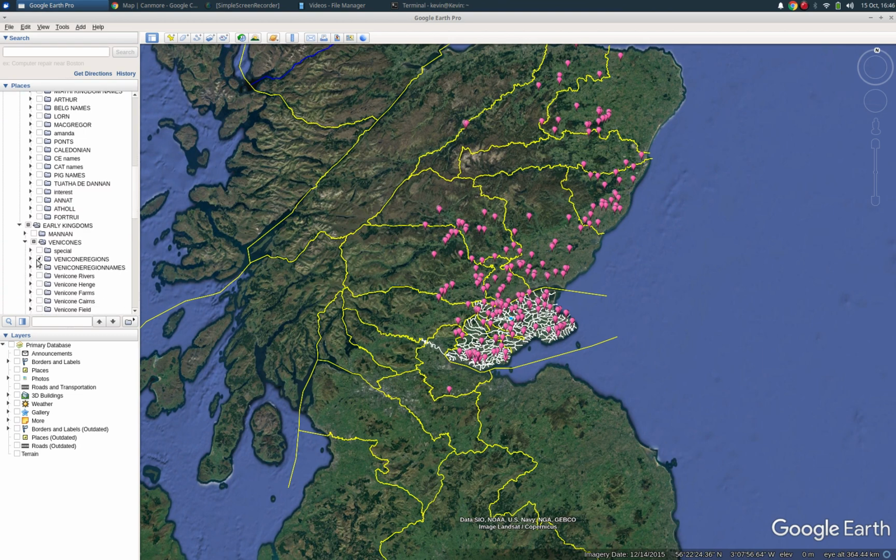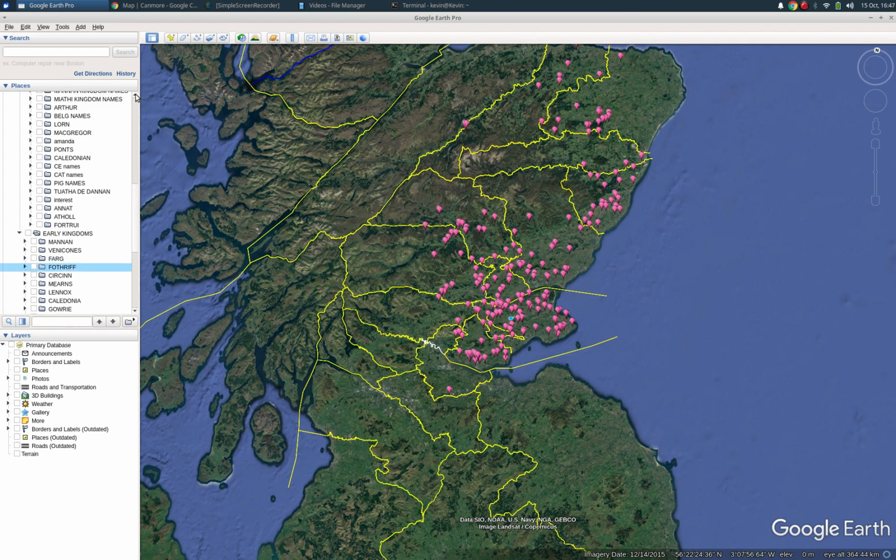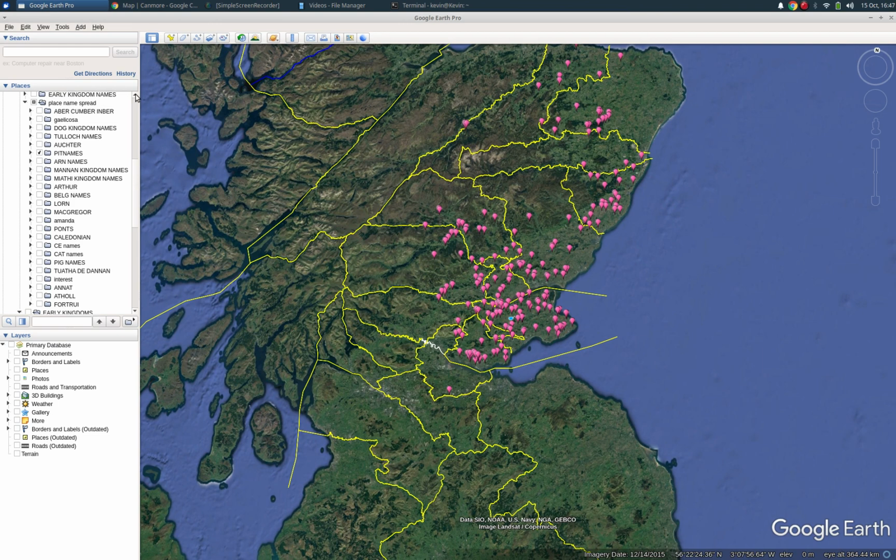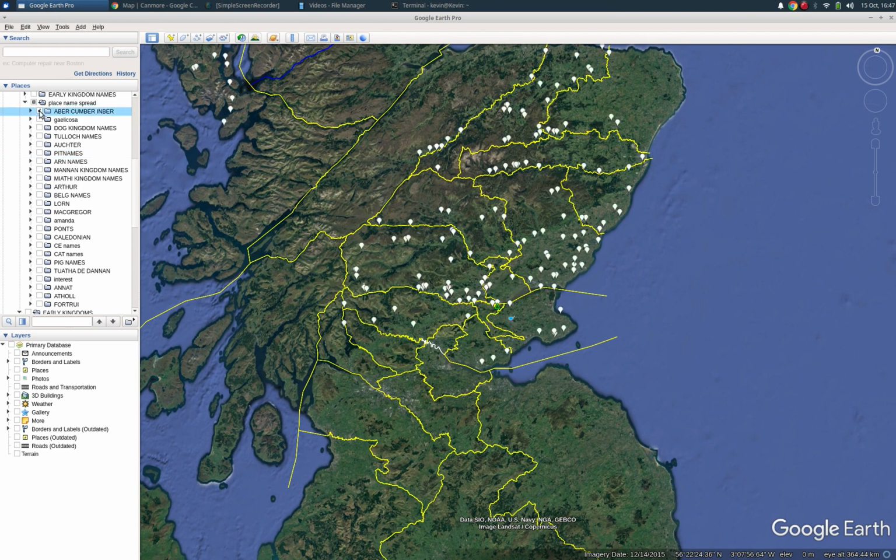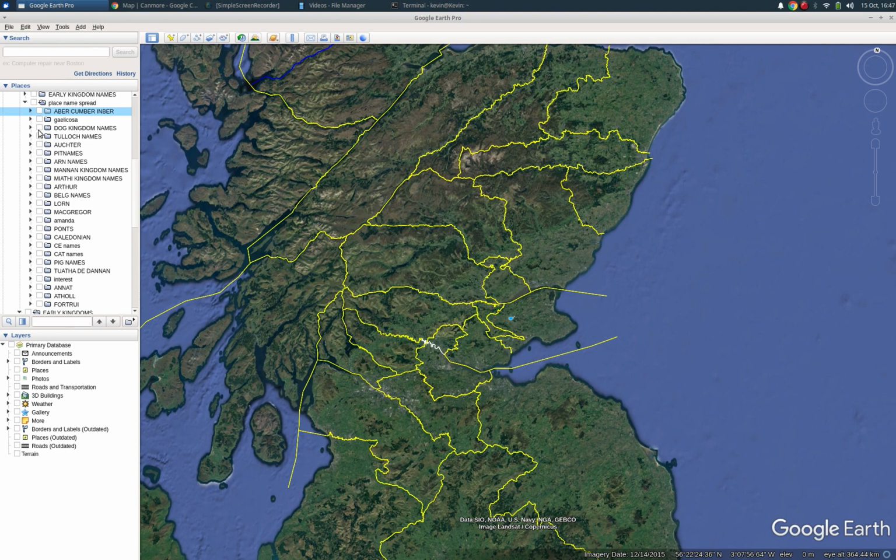This is useful for linguists who are studying place name data. Also useful for people making Gaelic maps, say, because the information is already there. You just need to survey it, copy it into a separate folder, and there you have it. This is for pit names. This is for Aber and Cumber and Inver place names, Ochter place names. These are dog place names that we find in.